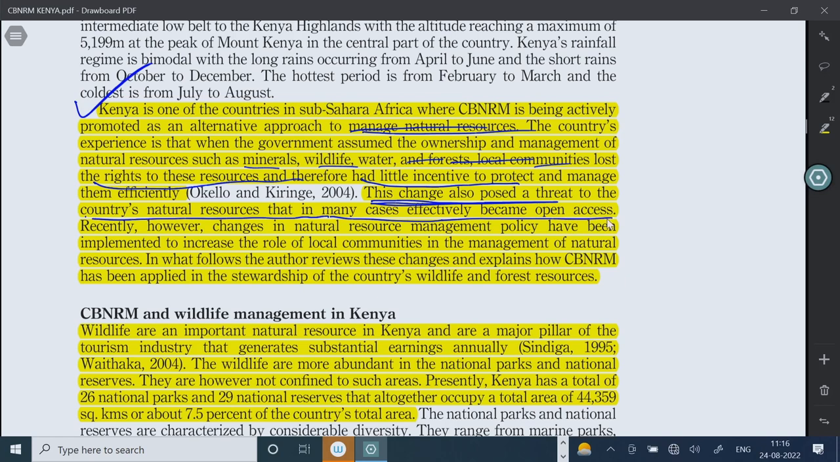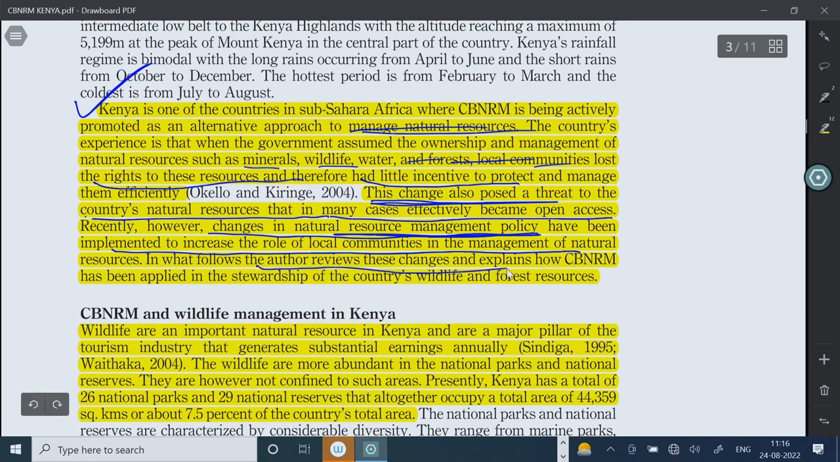So, suppose you take it from the people and bring it under government control, then the access to the resources significantly goes down for the people. Now, recently there was a change in natural resource management policy in Kenya, and they have implemented new changes to increase the role of the local community in the management of natural resources. And in this paper, the author reviews these changes. What changes have taken place from government control, and now bringing in certain policy changes?